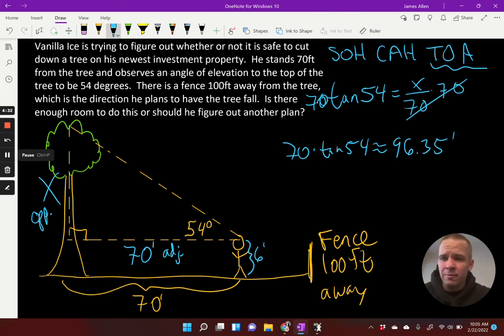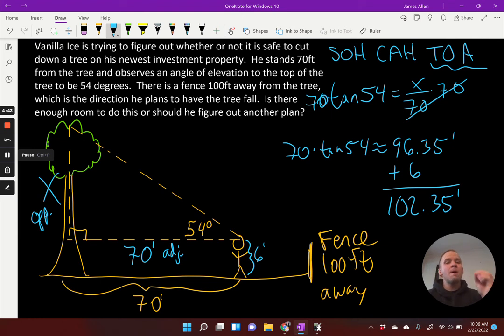So what do we do with that information? Well, we're going to need to add that to the height that we've already found. And now I'm going to have 102.35. Now, I know we always go by yo-ro. You only round once. Don't round throughout the problem. But because I'm only adding 6, rounding that 96.35 doesn't really matter in that context. That's not going to change things. I'm not multiplying, taking trig functions of numbers and things like that. So overall, 102.35 feet. Is there enough room for this to fall towards that fence, which is 100 feet away?